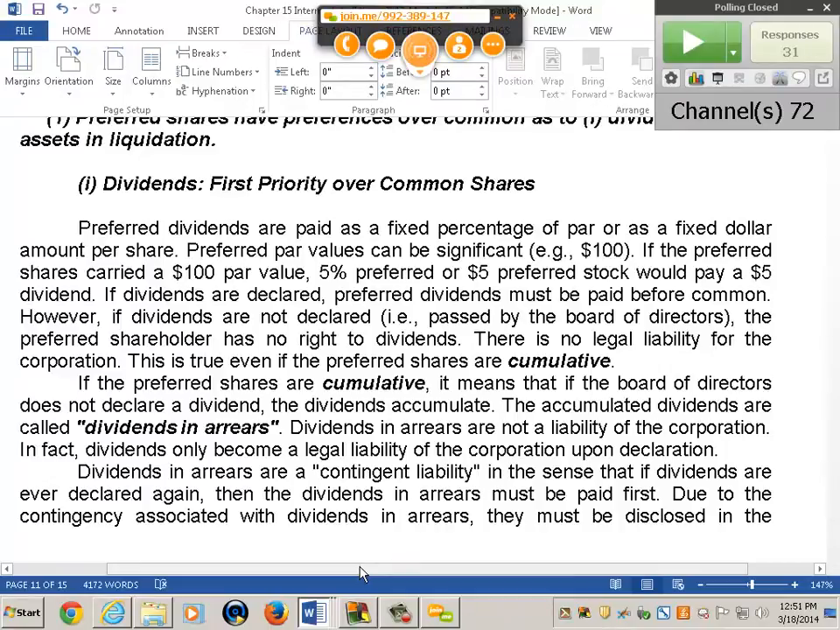So dividends in arrears are not a legal liability unless it's declared, and of course it is an important piece of an investor's decision making, therefore it has to be disclosed because it is a contingent liability. And it's going to affect us in a very, very significant way when we look at earnings per share.